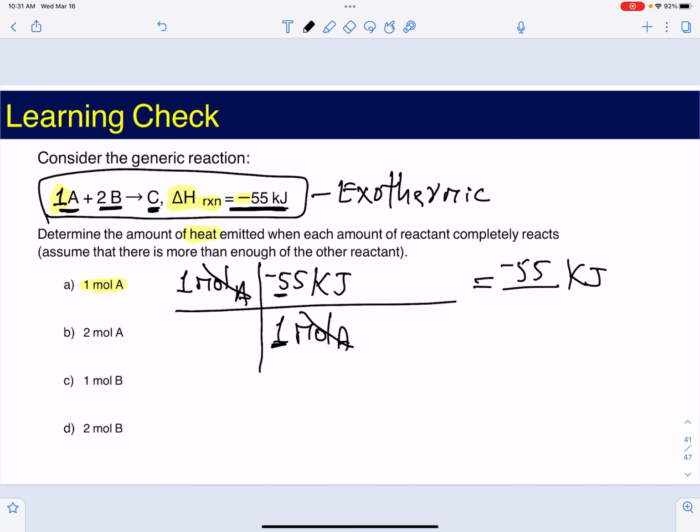So 1 mole of A is definitely going to produce 55 kilojoules. What about B? 2 moles of A. So if I have 2 moles of A, then the setup is still the same, but now, since I have double the moles, I should be able to produce double the energy. What about B?